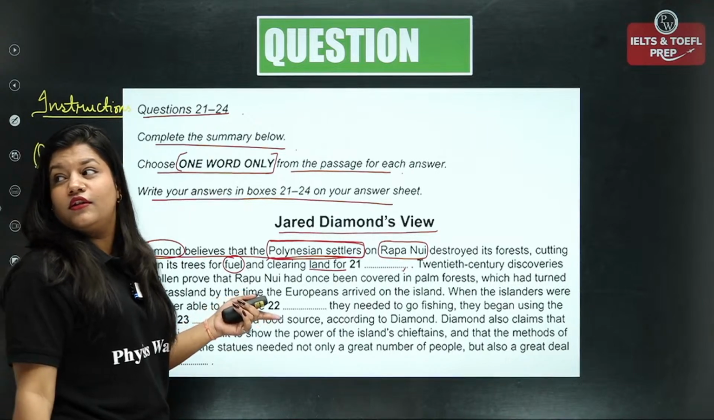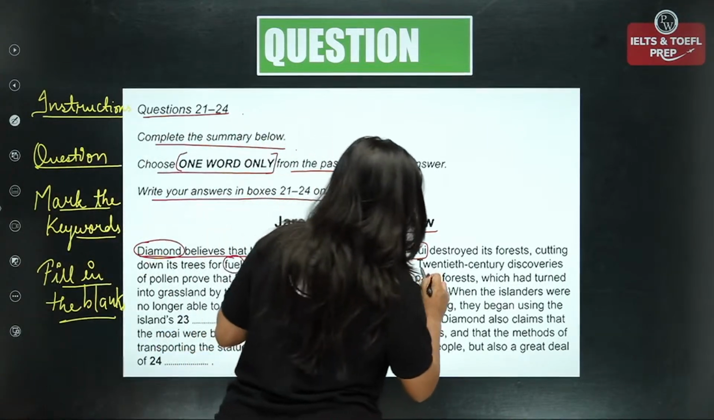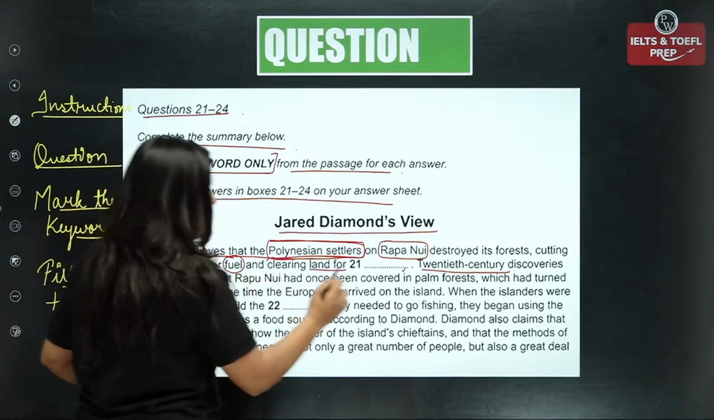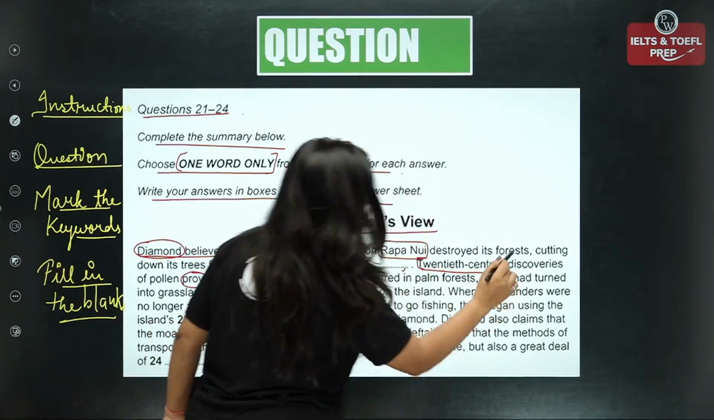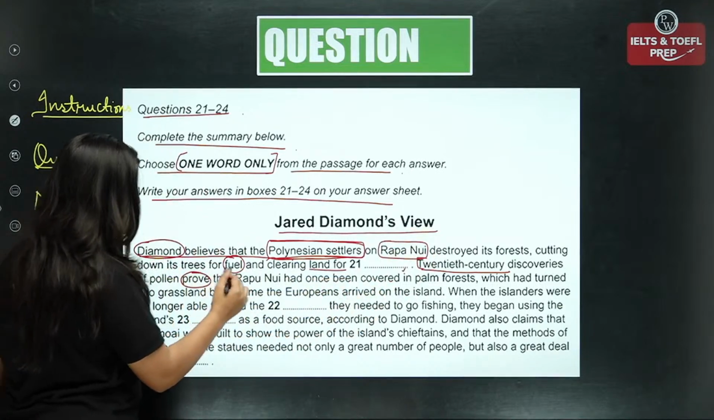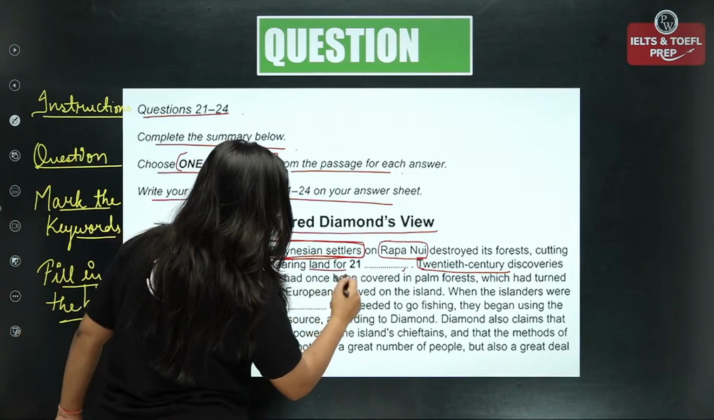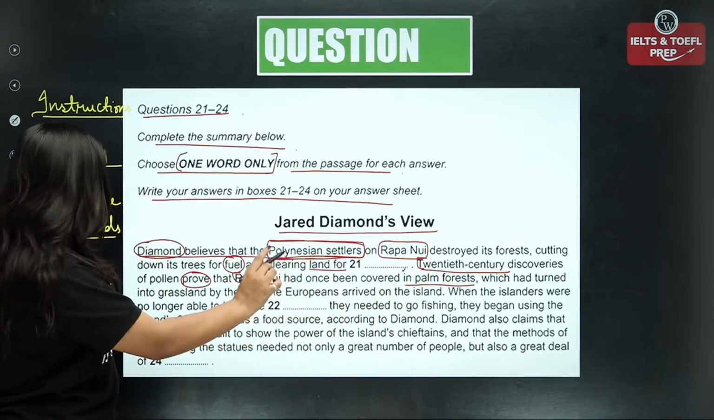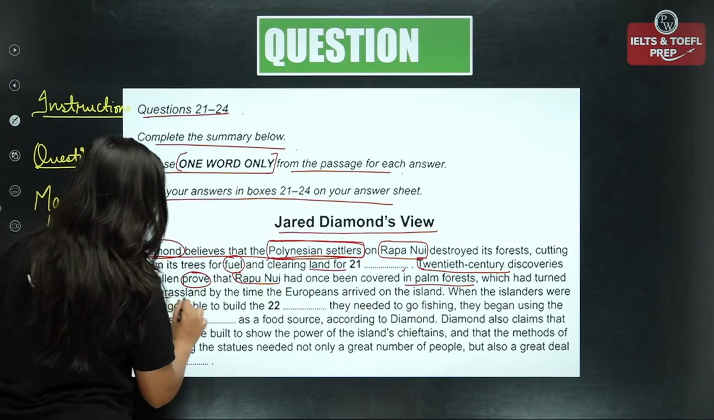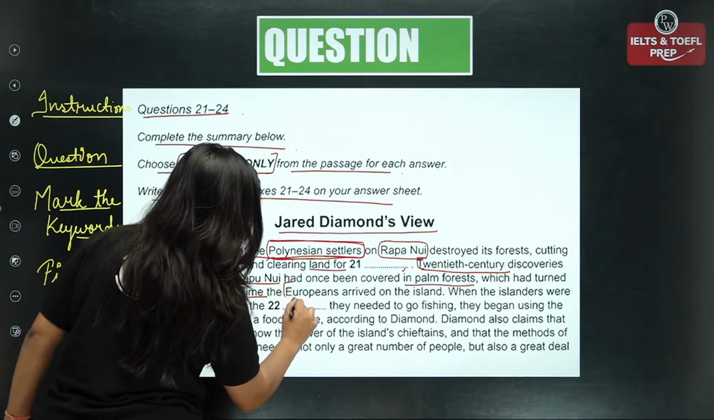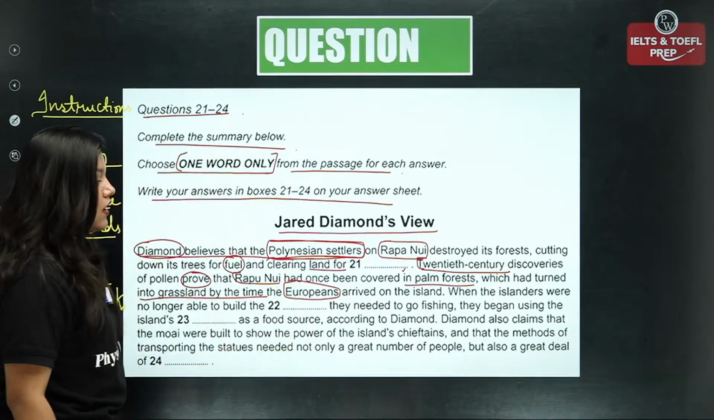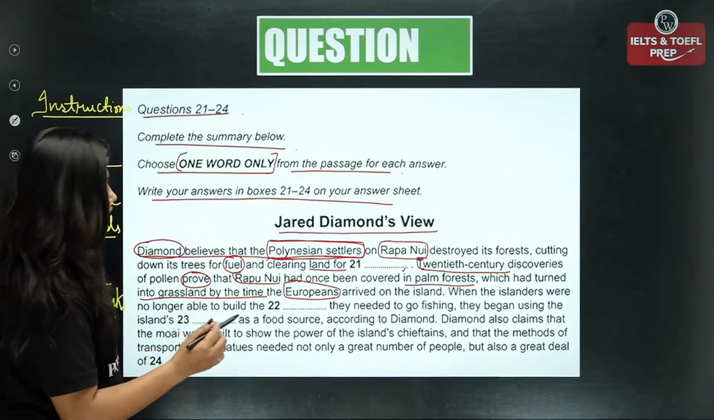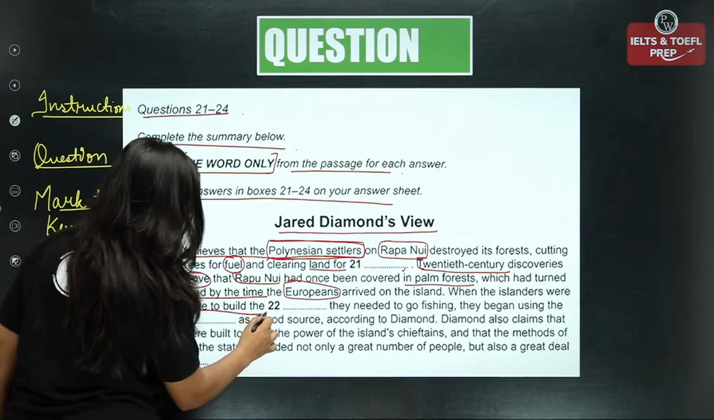Ma'am, let it be continued on topic. Yes, sure, please. 20th century discoveries of pollen proved. What kind of discoveries? When the discovery was made, 20th century discoveries of pollen proved that Rapa Nui had once been covered in palm forest, which has turned into grassland by the time the Europeans arrived. Who arrived? Europeans arrived on the island. Okay. When the islanders were no longer able to build the dash.